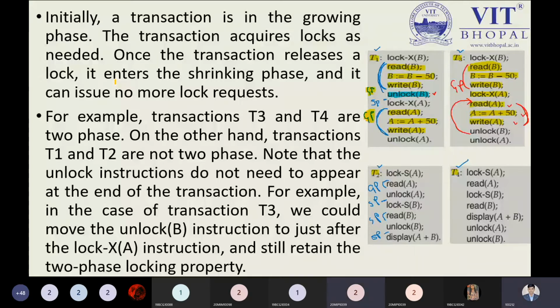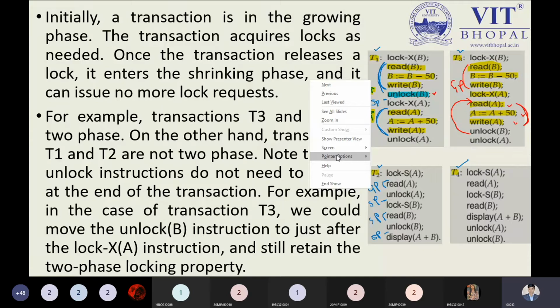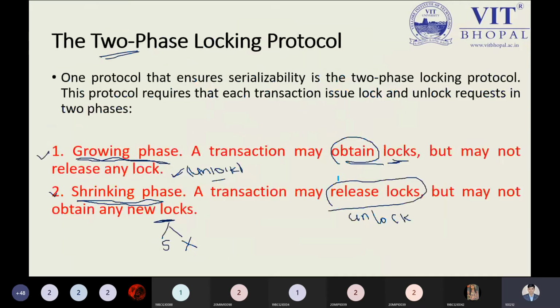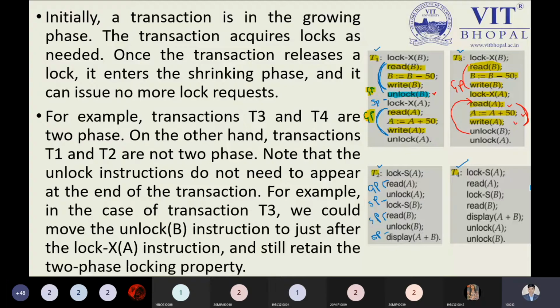So in transaction 3, where is the shrinking phase? Yeah, this is a good question. Actually, I was waiting. So this is the shrinking phase. Before telling you, let me go back to our definition. Shrinking phase is where a transaction may release locks but may not obtain any new lock. So in transaction T3, this would be your shrinking phase of the data items B and A. Now clear?